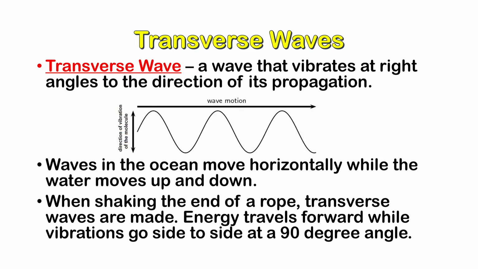So waves in the ocean move horizontally while the water moves up and down. And so when you're shaking the end of a rope, the transverse waves are made. Energy goes forward, the vibrations are side to side, and that is at 90 degrees to the wave motion.